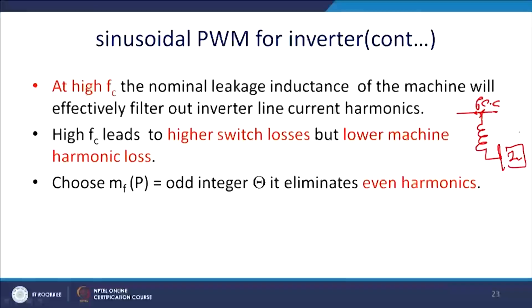Second, a high switching frequency leads to higher switching losses, and we also need to choose switches with a higher frequency rating. But it lowers the harmonic losses since the amount of THD will be low. We generally choose the ratio of the triangular wave to the modulating wave as some kind of odd number, so that all the even harmonics will be eliminated.